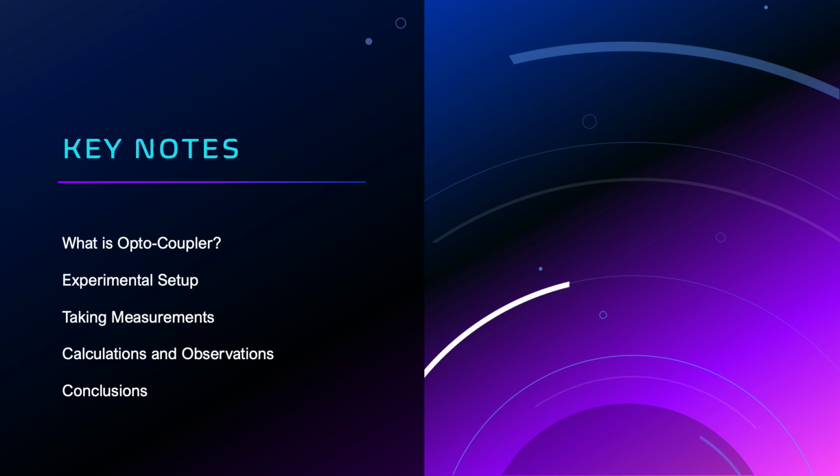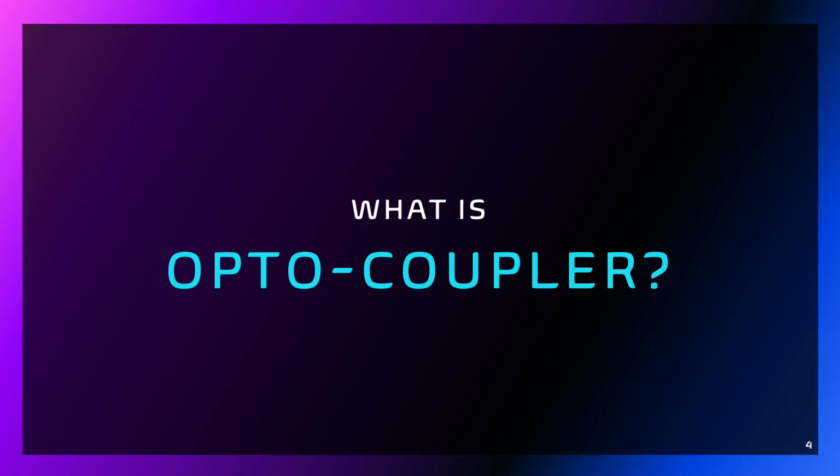using the optocoupler instrument. The third one is how to take measurements and the two different methodologies to conduct this experiment, followed by the calculations and observations which are needed to practically extract the results from the measurements. And the fifth one is the conclusion and what we could gather from the data that we obtained. So moving on. So you will be getting the question like what is optocoupler?